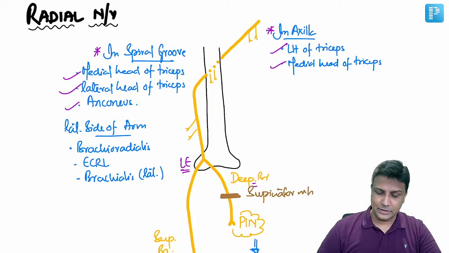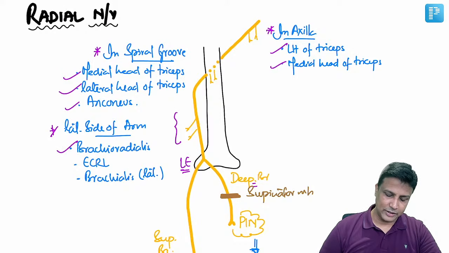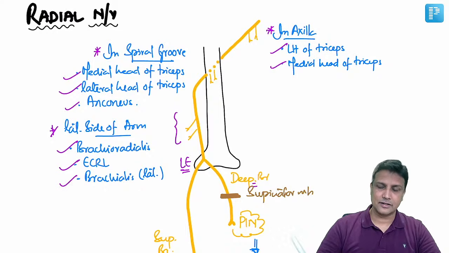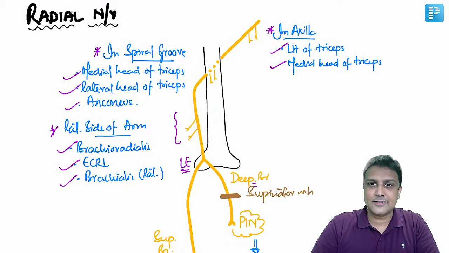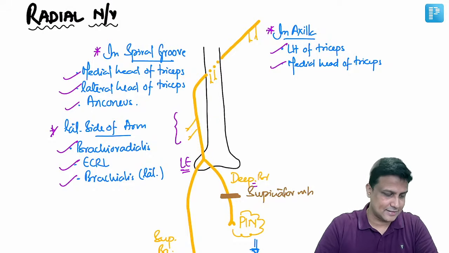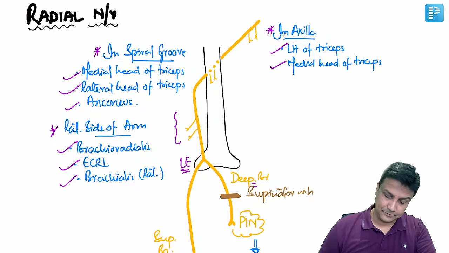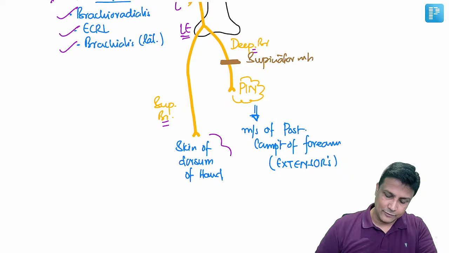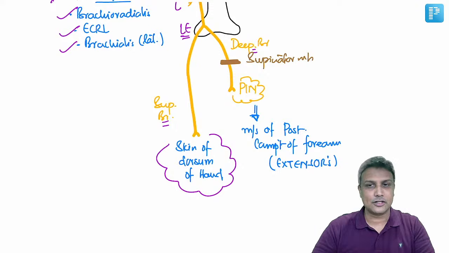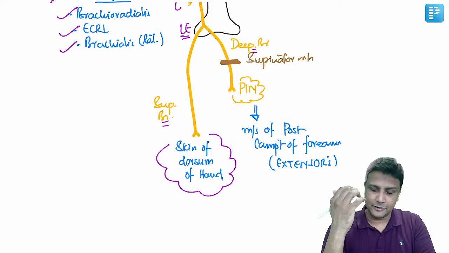Then the next landmark will be the lateral side of the arm. And at the lateral side of the arm, it will be supplying to brachioradialis, ECRL as well as the brachialis muscle. ECRL actually stands for extensor carpi radialis longus. Extensor carpi radialis longus. After that, welcome to superficial branch. Of course, it is the one which will be supplying to the skin of dorsum of the hand here. The skin of the dorsum of the hand.